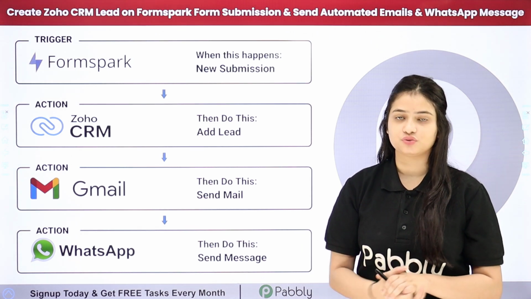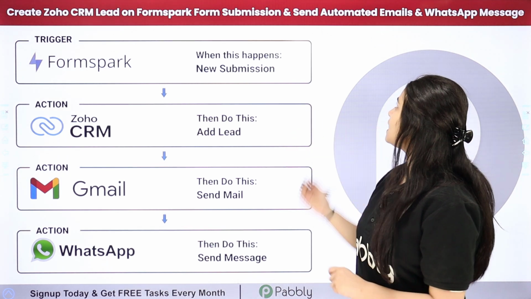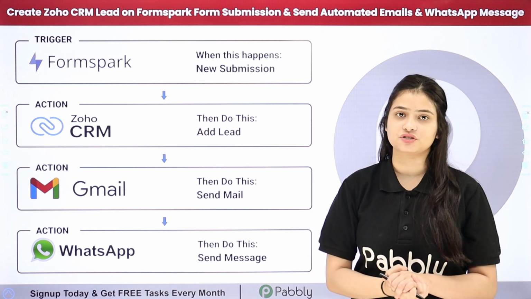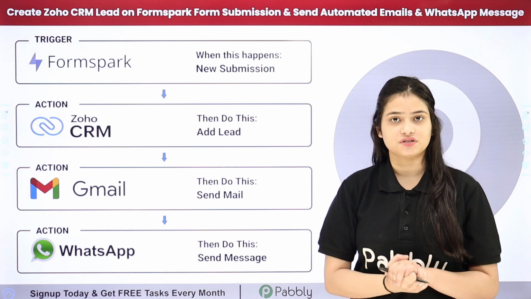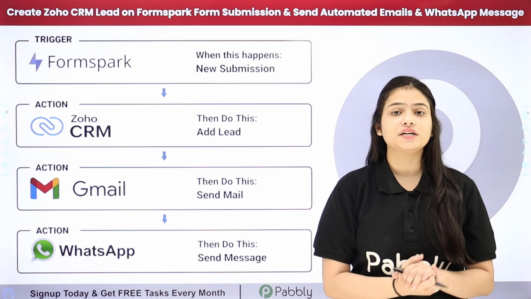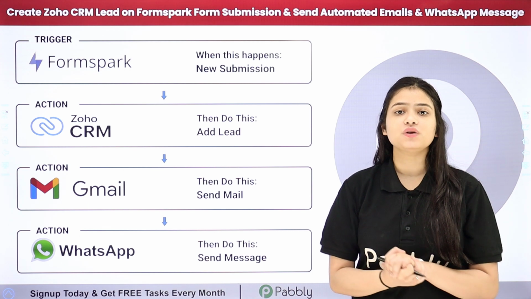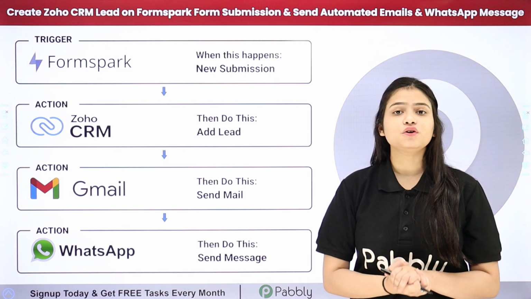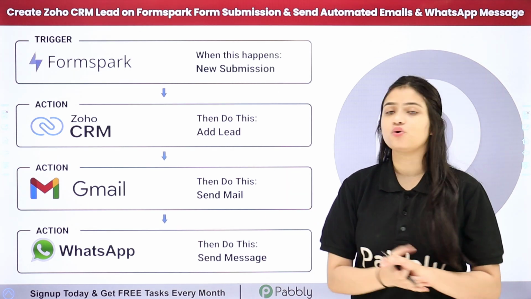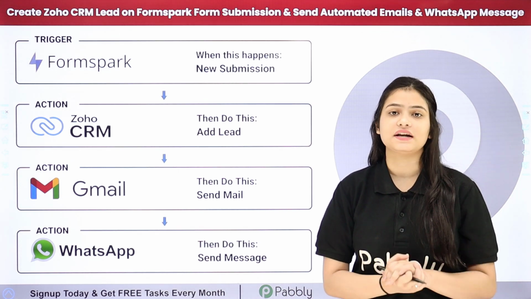In this video, we are going to learn how to create a Zoho CRM lead on Formspark form submission and send automated emails and WhatsApp messages. So I'm running a real estate agency, and to generate the leads for my business, I am using Formspark. I've created a lead gen form which I've attached on my website, and my objective is that as soon as a lead submits that form, automatically that lead should be added in my Zoho CRM account, and also follow-up emails and WhatsApp messages should be sent to that same lead.